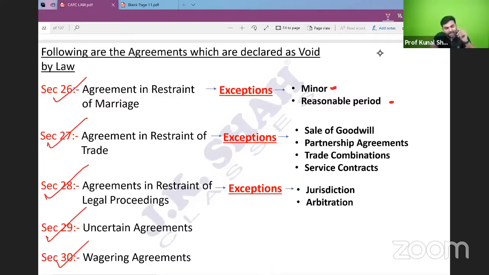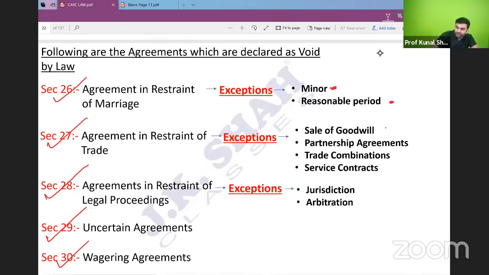So any agreement wherein you are stopping a person from doing trading activities, sorry to say, it's not a valid agreement. When the agreement itself is not valid, there won't be a contract, and if there is no contract, the question of a valid contract does not arise. So make a rule. Can you stop a person from doing trading activities? No, you cannot stop a person. So any agreements wherein you are stopping a person from doing trading activities are not allowed.